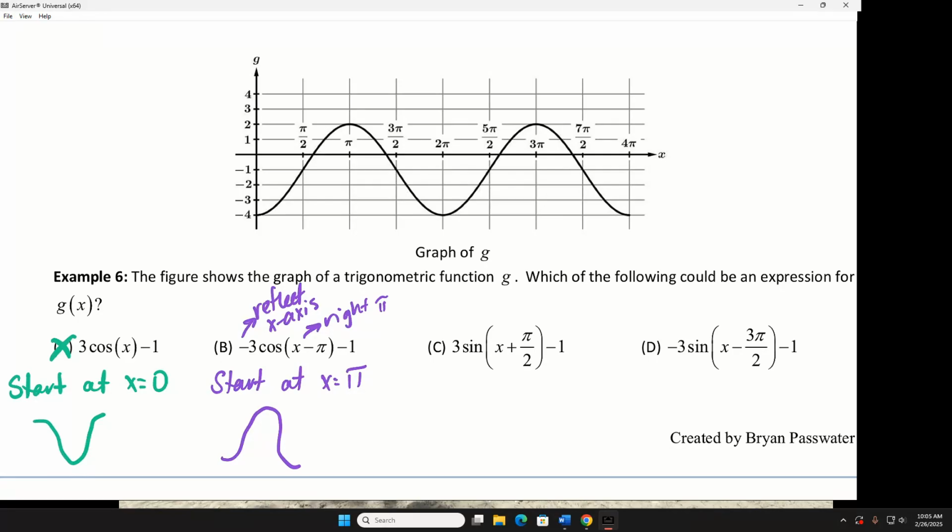Okay, so let's go to pi. Does it look like that? No. It actually does. Oh, no, it doesn't. So then we're going to say no.